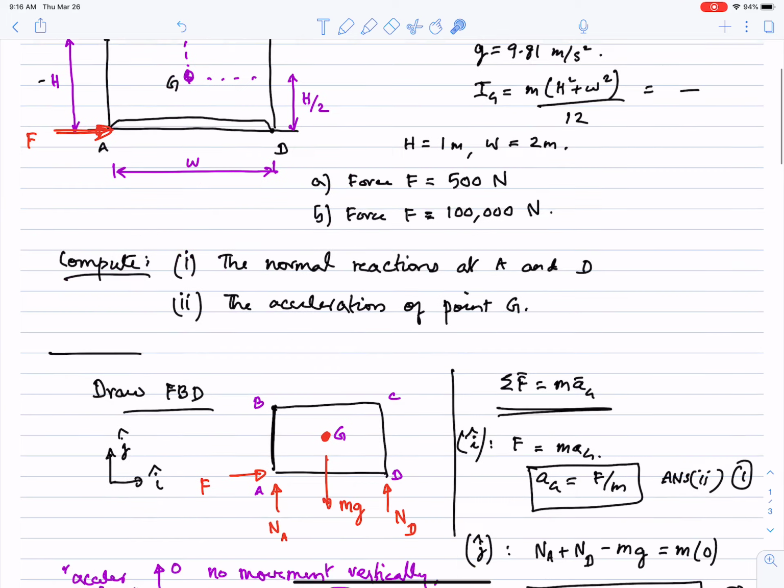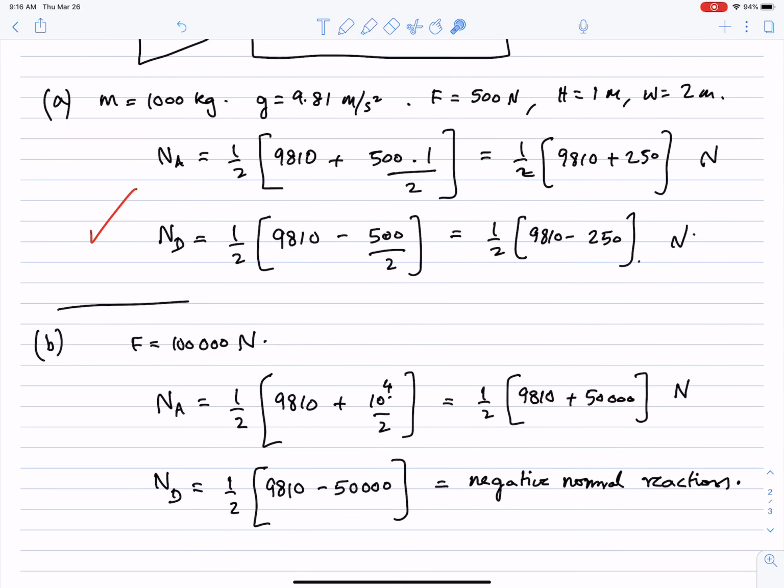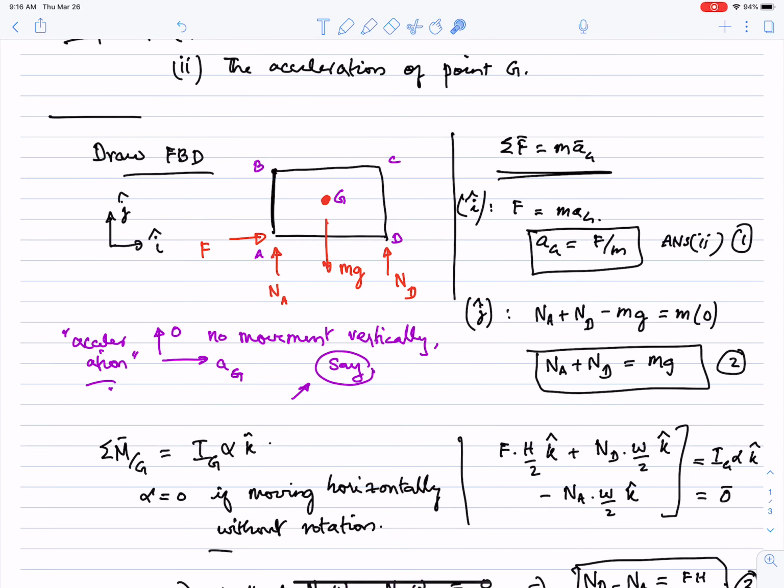So what that means is that if you have a car or a block that is just sitting on a table, a negative normal reaction is not possible. So in this situation, when the force is really high, if you assume that this object is moving horizontally with no rotation, you actually get a negative normal reaction here, a very large positive normal reaction here. That is actually an indication that the assumption that you made, which is that this object is moving horizontally with no vertical motion, is actually incorrect, because everything follows from that assumption.